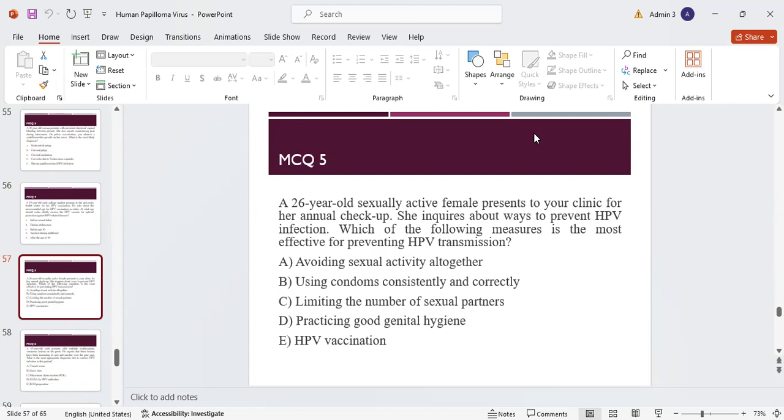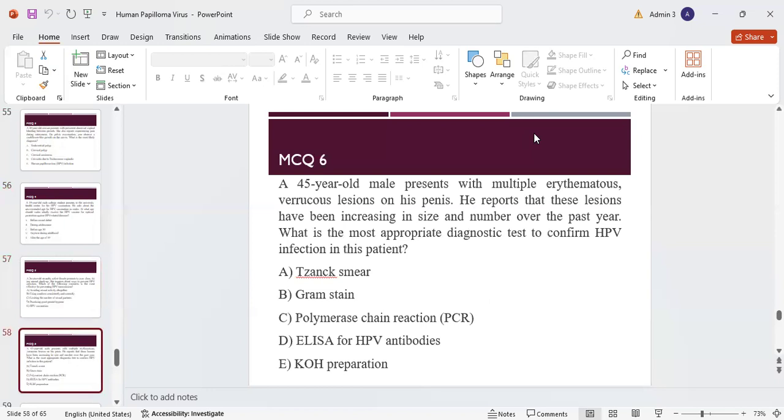Option A, avoiding sexual activity altogether. Option B, using condoms consistently and correctly. Option C, limiting the number of sexual partners. Option D, practicing good genital hygiene. Option E, HPV vaccination. E is the right answer.